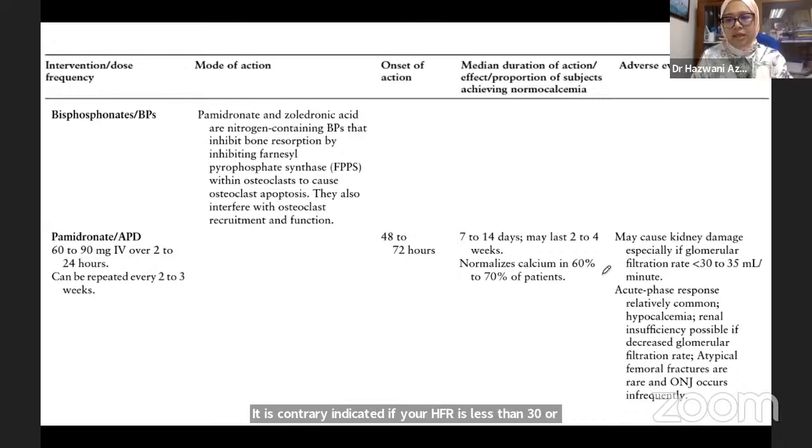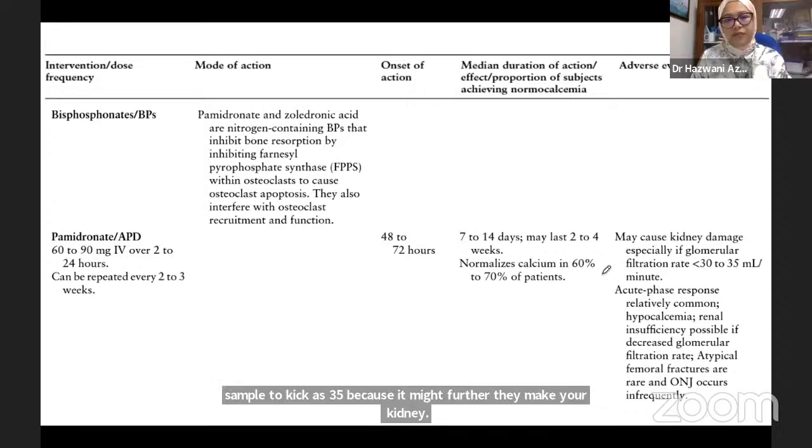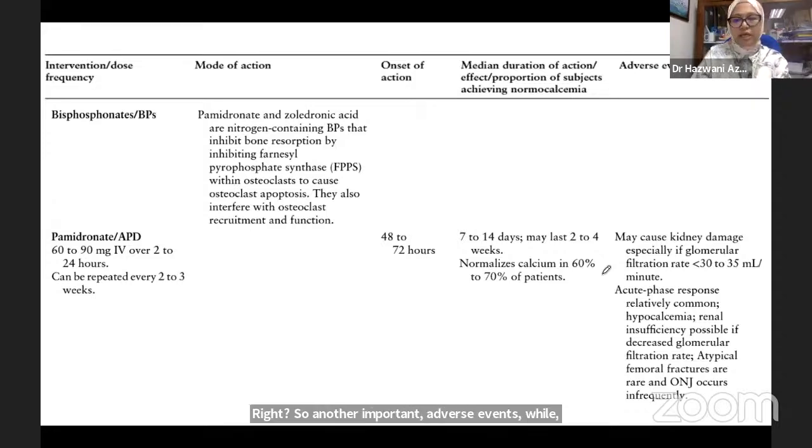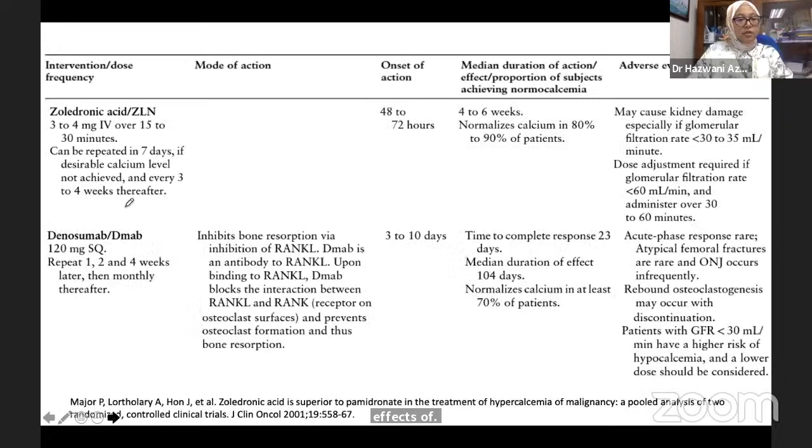further damage your kidney. Another important adverse event while administering pamidronate is the acute phase response. Basically, the patient just feels very feverish, not feeling well, maybe some nausea during the pamidronate infusion. You must reassure the patient. If they feel feverish, you can give some paracetamol for the patient. The other long-term effects of pamidronate are atypical femoral fractures or ONJ, osteonecrosis of the jaw, not in the acute setting.